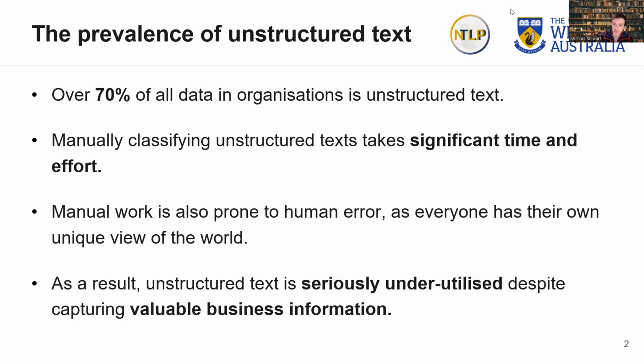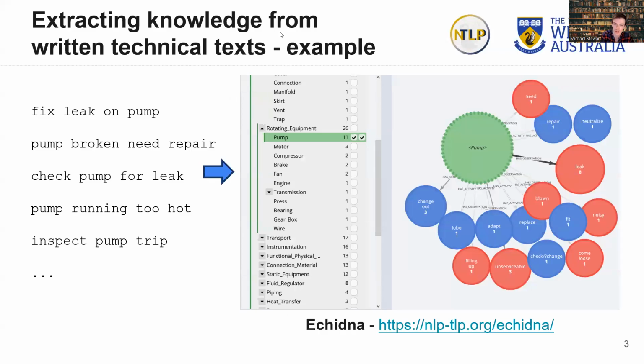And I'll show you an example of that on this slide. So this is a screenshot from a tool that we've built called Echidna. And the goal of Echidna is to use a natural language processing pipeline to extract information out of maintenance work orders, which are on the left, and visualize it so that subject matter experts, for example, reliability engineers, can get a good understanding of their data.